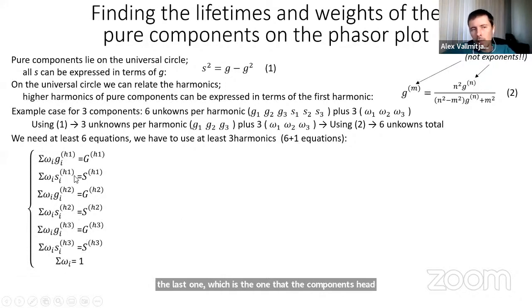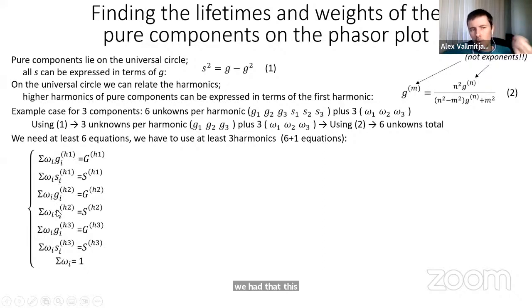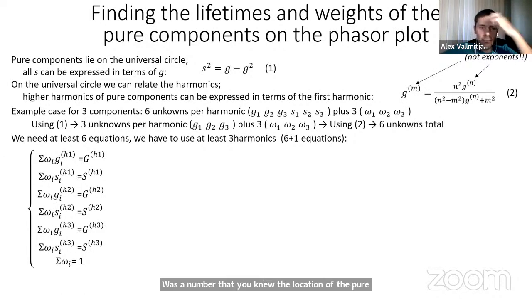The only difference here is that now, before you had that this was a number that you knew, the location of the pure component on the universal circle. Now that is a number that you don't know. So you have a bunch of weights you don't know and a bunch of coordinates you don't know. So this is no longer linear equations. This is a very hard problem in which you have all the variables are products of each other.